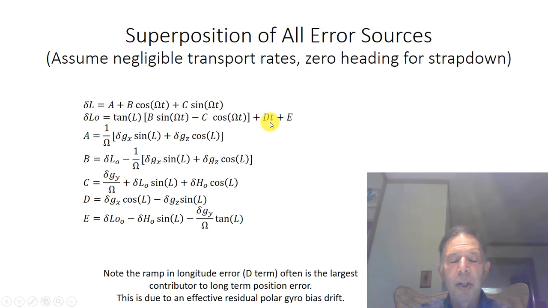And for long-term inertial navigation, such as we said for ships or submarines, often this longitude ramp, which of course is unbounded, is often the largest contributor to long-term position error. So reducing in any way we might the effective residual polar gyro bias is a good procedure if we're interested in long-term position performance of a ship's inertial navigation.